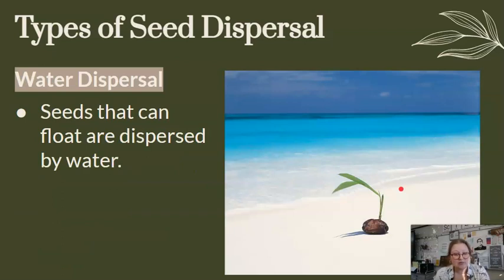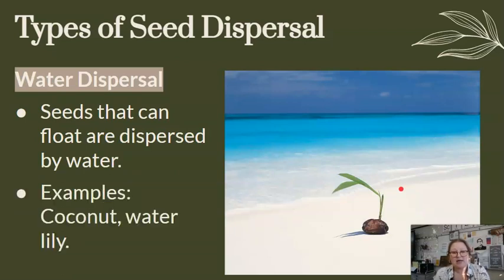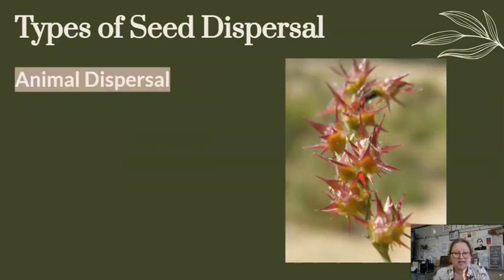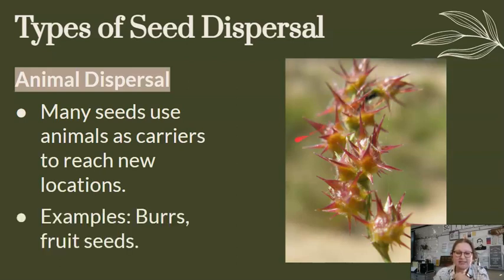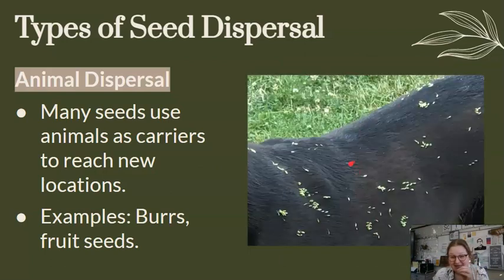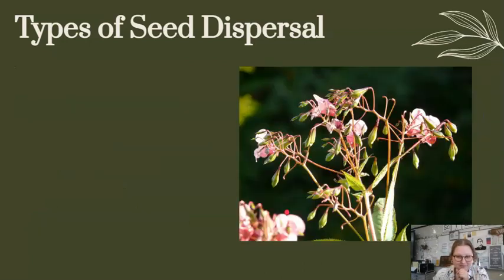Water dispersal is another one. These are seeds that can float, that are dispersed by water. So coconut and water lilies. Animal dispersal is another one. Many seeds use animals as carriers to reach new locations. Examples are burrs or fruit seeds. So they look like this. They're usually pretty spiky, and they stick onto your clothes, onto fur, whatever it is.